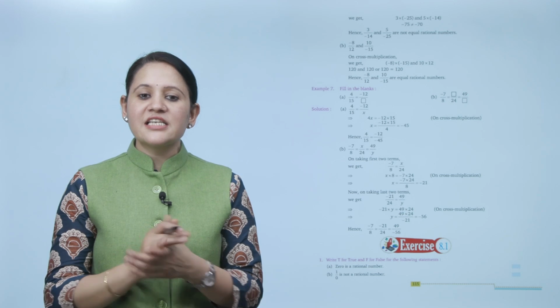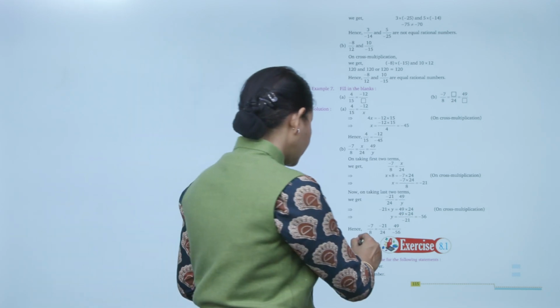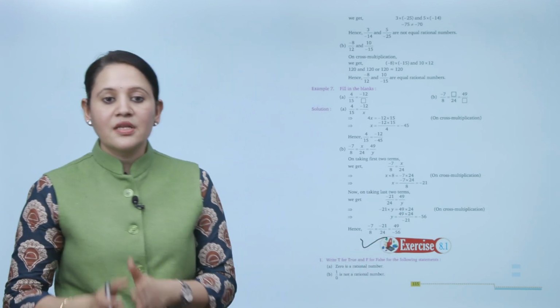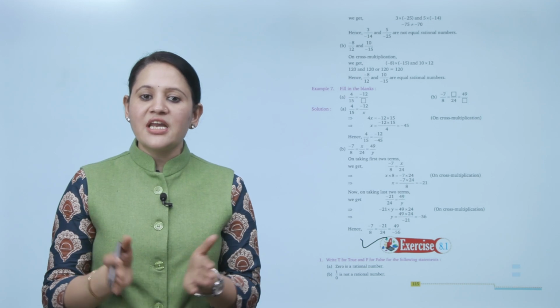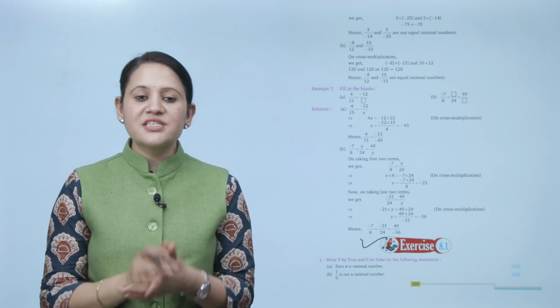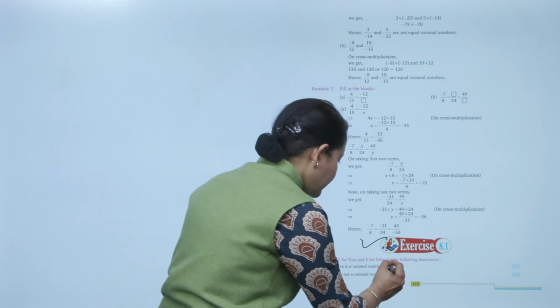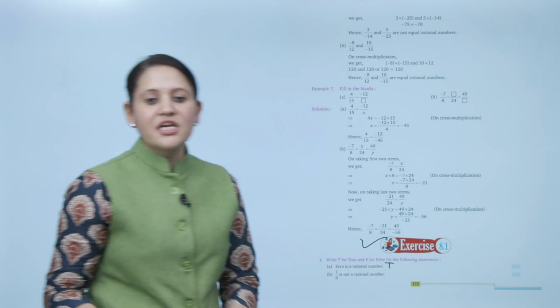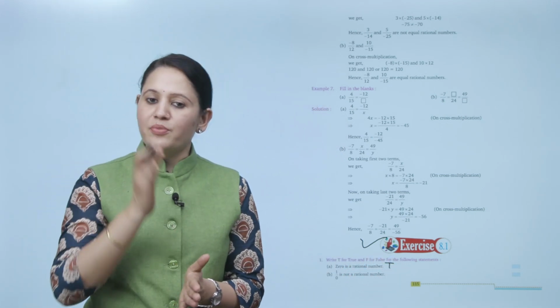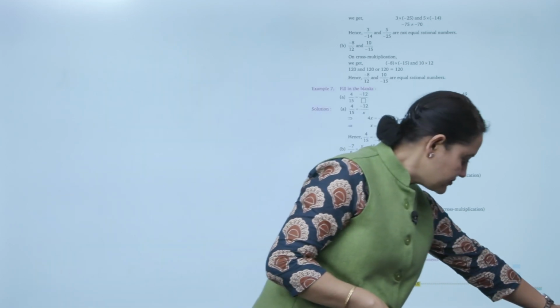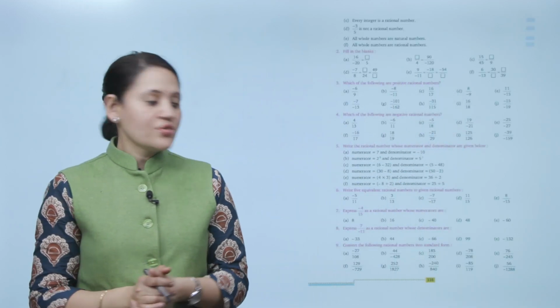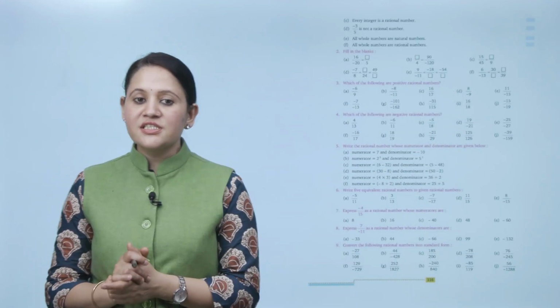Next is exercise 8.1. Write T for the true and F for the false following statement. First is 0 is a rational number. Yes, 0 is a rational number because we can write it in the form of 0 upon 1. So you have to practice all the questions here.